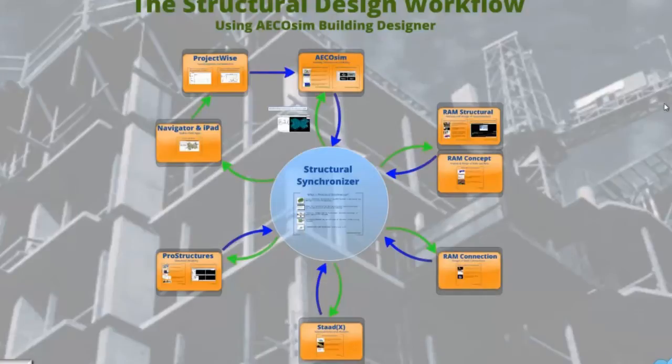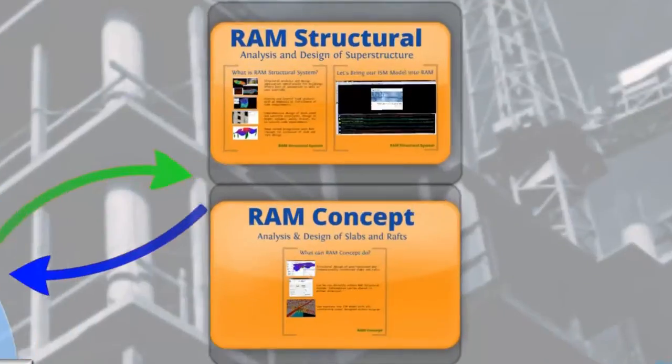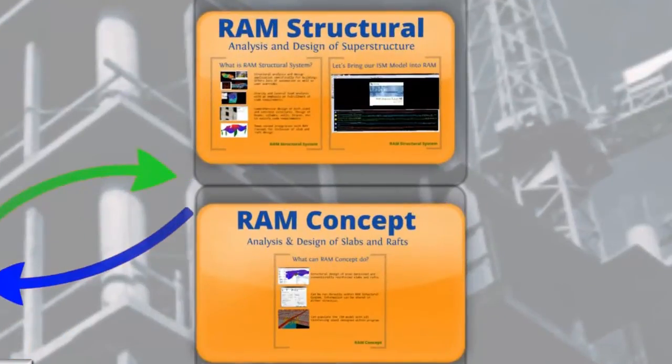So let's go ahead and continue now with our analysis and design, structural analysis and design. And for this, we're going to use the RAM product line. These are essentially two products, RAM Structural System and RAM Concept. RAM Structural System performs the global, full 3D building analysis and design. RAM Concept is for slabs, post-tension, mild reinforced slabs, mats and rafts as well.